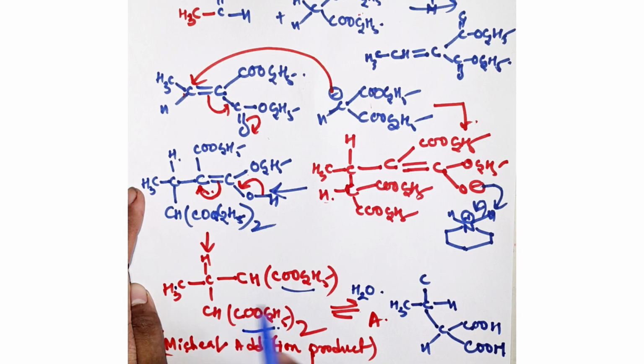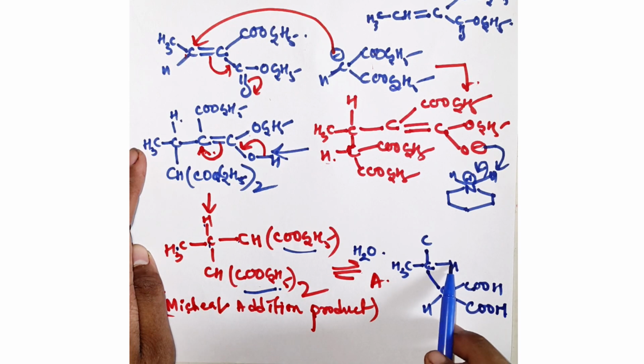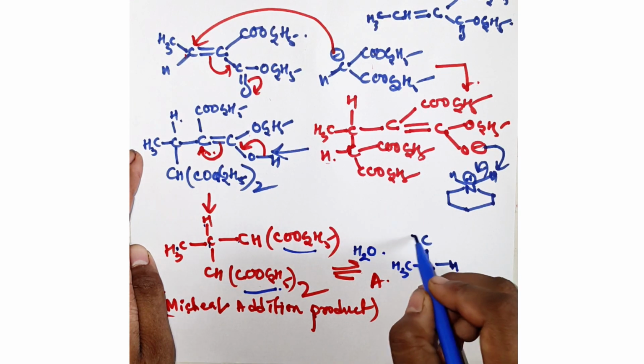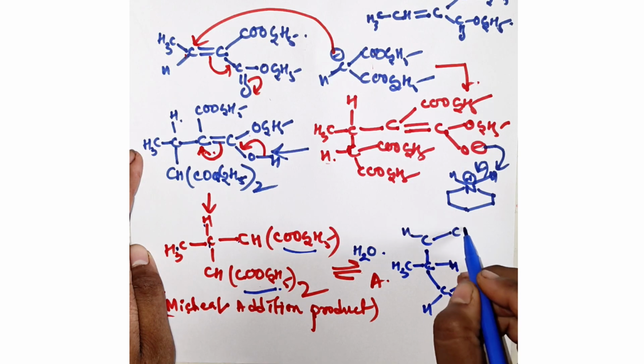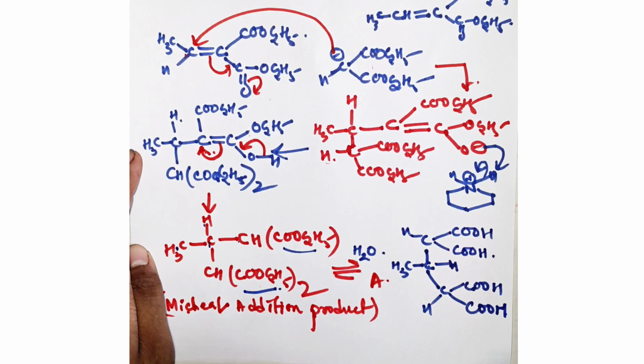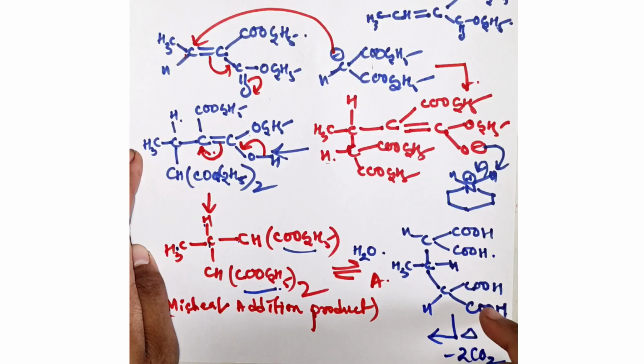Again, see here it is H. This is this carbon, then this carbon, and this carbon is attached to another hydrogen. This is the hydrogen I have written this side, and this carbon I have put above here, just for our understanding. Here it will be COOH, here also COOH. So all these ester groups are now converted into acid groups after hydrolysis. If you heat it, 2 molecules of carbon dioxide, CO2, will go out, and the final product will be this.